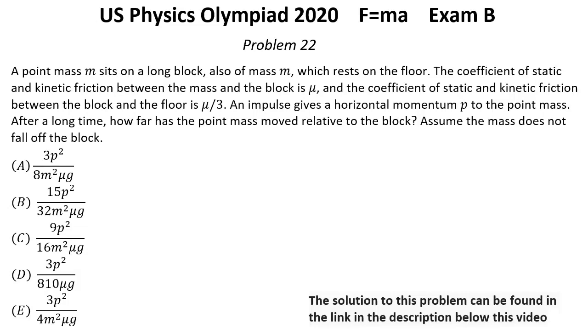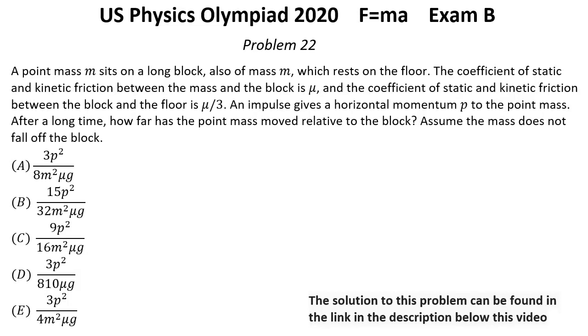Problem number 22. A point mass m sits on a long block, also of mass m, which rests on the floor. The coefficient of static and kinetic friction between the mass and the block is mu, and the coefficient of static and kinetic friction between the block and the floor is mu over 3. An impulse gives a horizontal momentum p to the point mass. After a long time, how far has the point mass moved relative to the block? Assume the mass does not fall off the block.